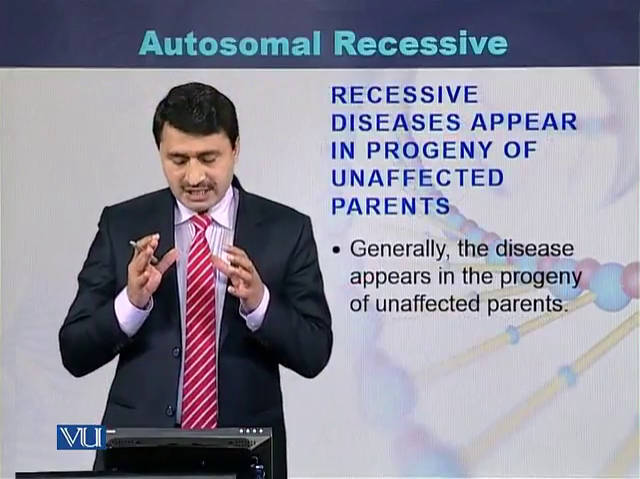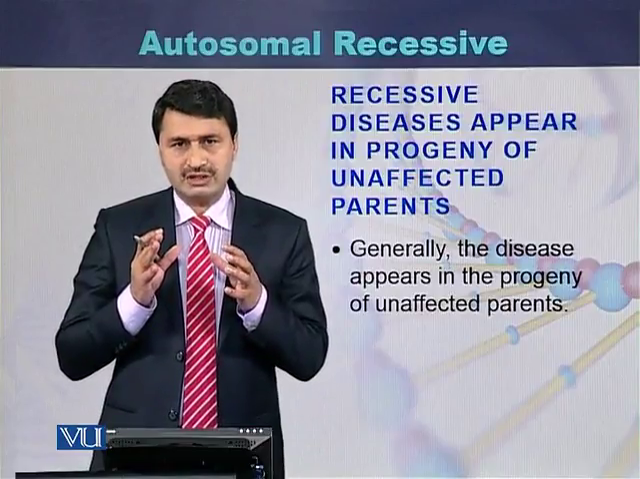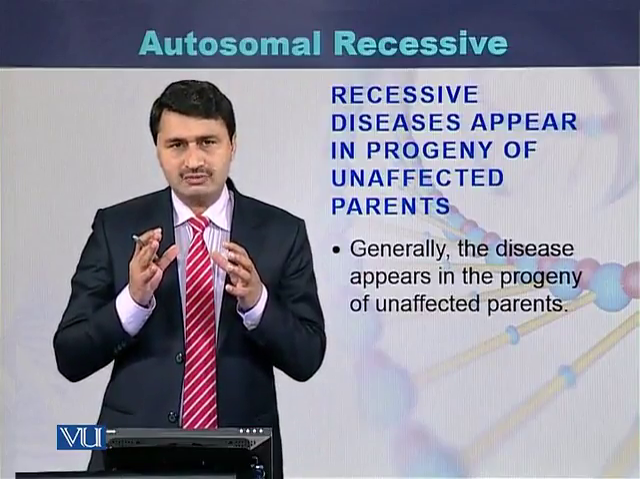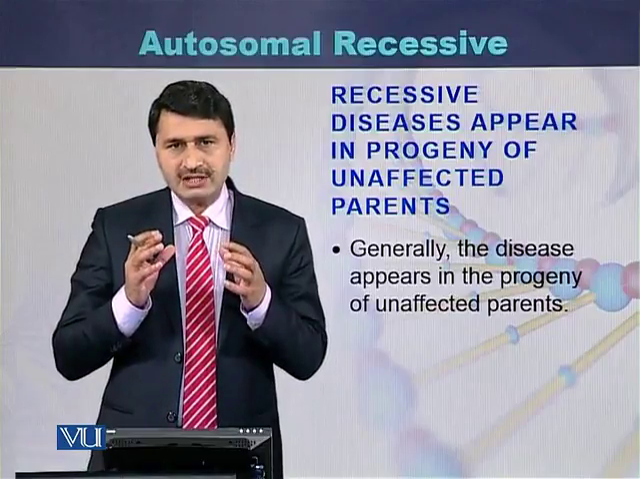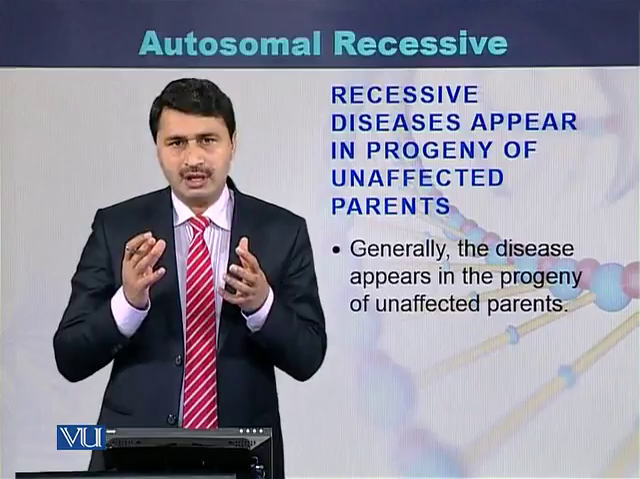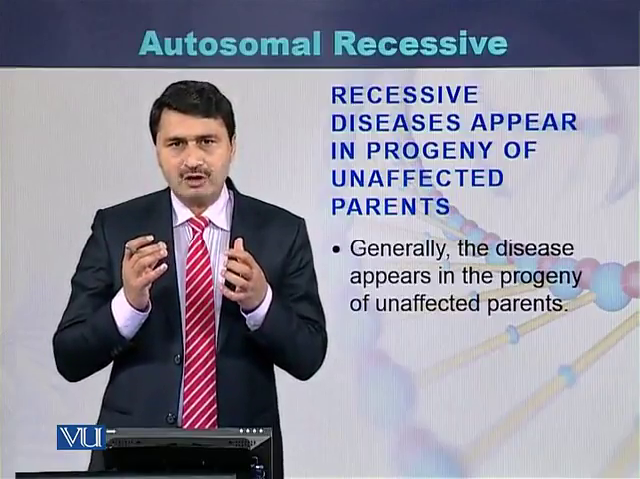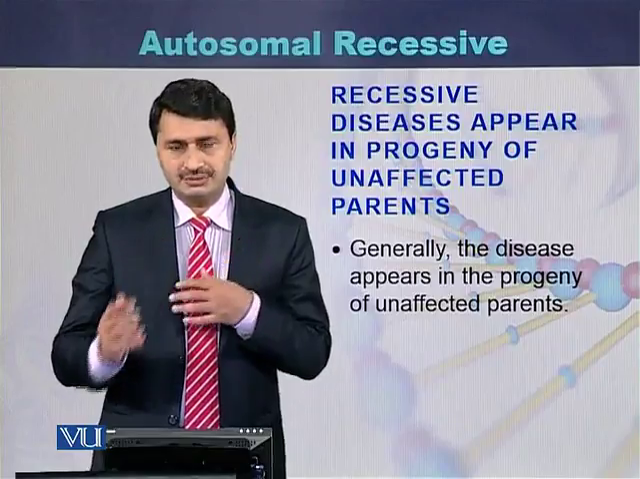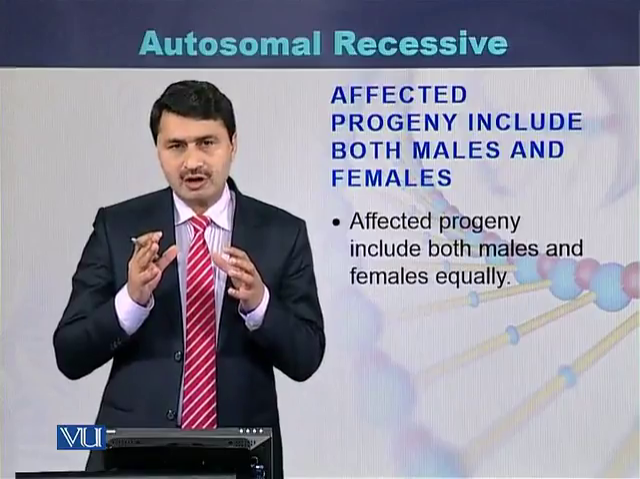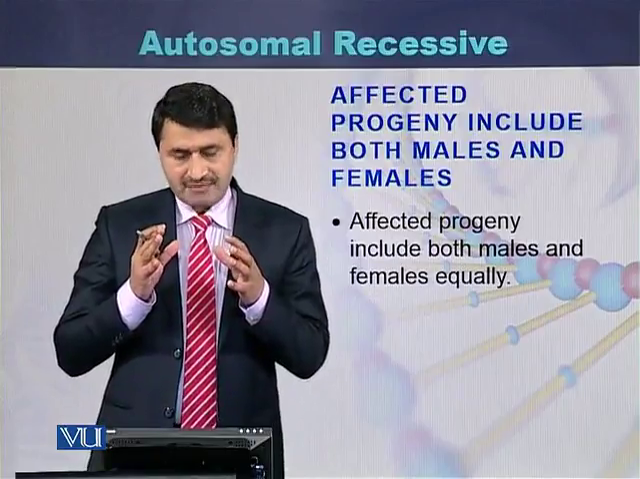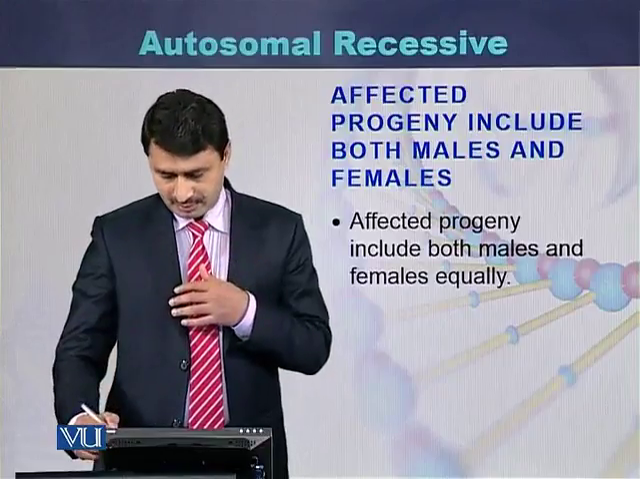Recessive diseases appear in progeny of unaffected parents. In most pedigrees, we see that recessive diseases appear where the parents are phenotypically normal but genotypically are carriers of that particular disease. Usually in case of recessive diseases, affected progeny is produced to normal parents.